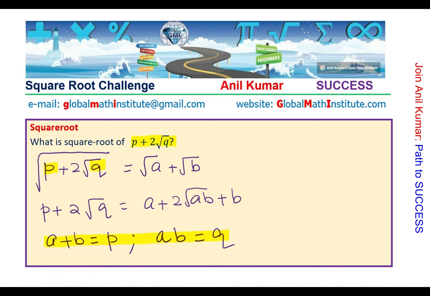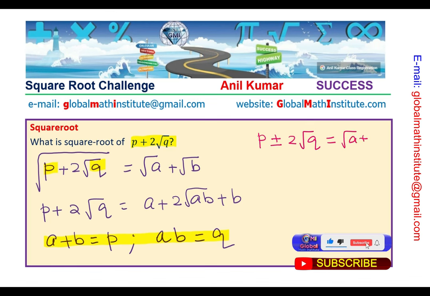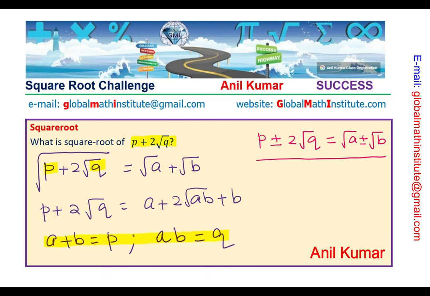Now, remember one thing, that you could always write the square root of p plus or minus 2 square root q as equal to square root of a plus or minus square root of b. So that becomes the key for solving such problems. I hope this concept is absolutely clear.